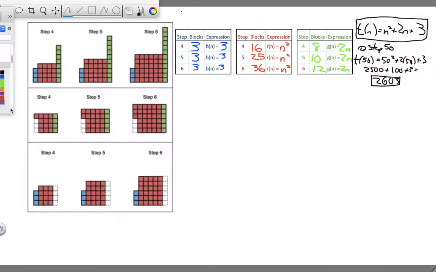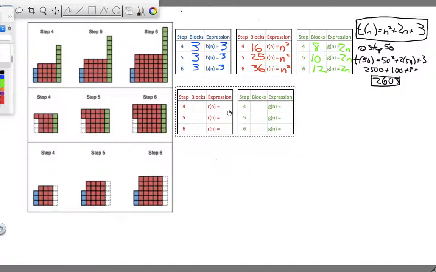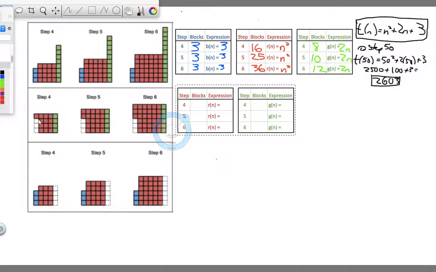For this next expression, we need to calculate the number of blocks total by calculating the number of red and green blocks. So let's put in a table here, and we can start filling out this table. Alright, so within red, within step 4, if I count up how many blocks I have, it looks like I end up with 13 blocks.